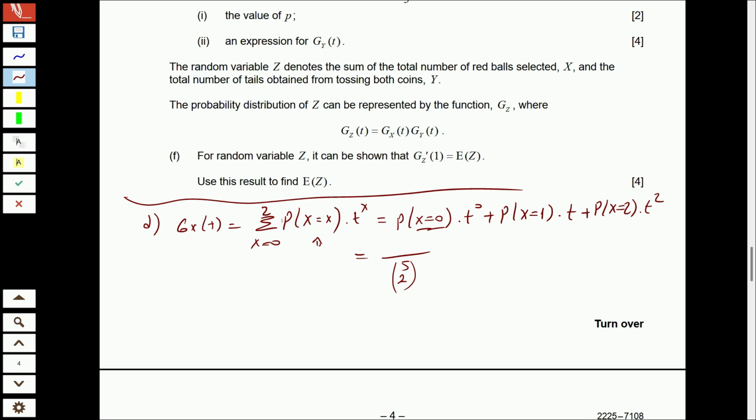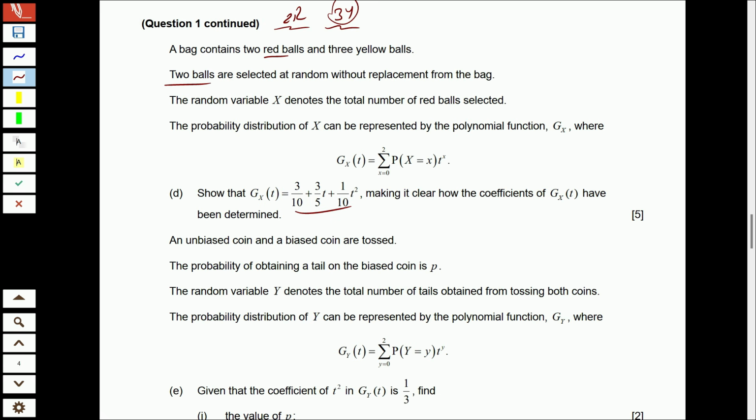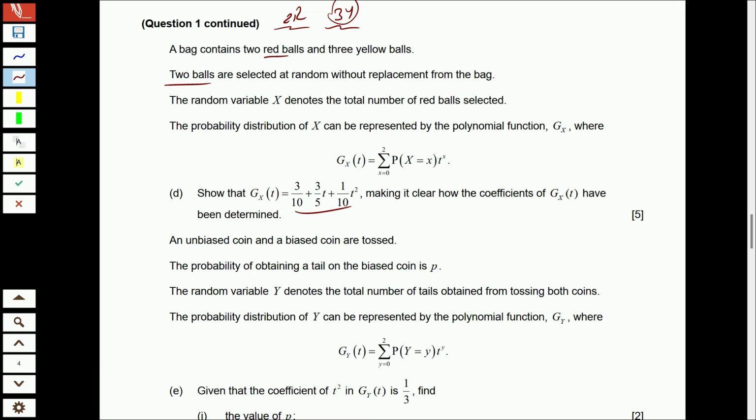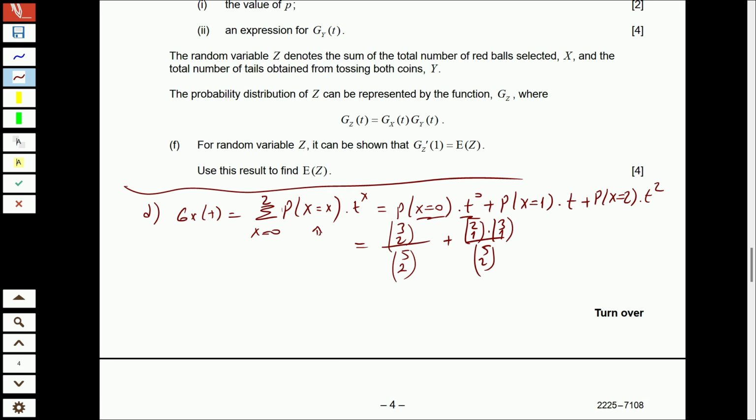So you're gonna write in here 3 choose 2, because the number of yellow balls is 3, times 1, because I know that t to the power of 0 is 1. So how about if we choose 1 red, which means 2 choose 1 and 3 choose 1, because from the yellow balls we're gonna select 1. And the term is t in here.